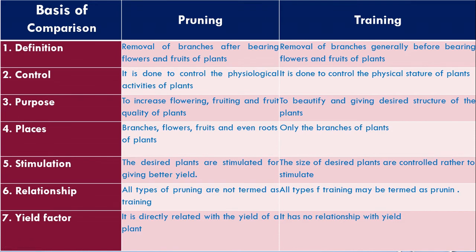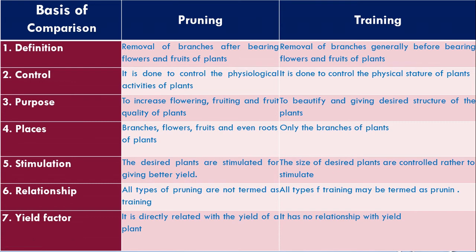Now, two important points. One is pruning, the other one is training. So what is pruning? Pruning means removal of branches after bearing flowers and fruits of plants. And training means removal of branches generally before bearing flowers and fruits of plants.